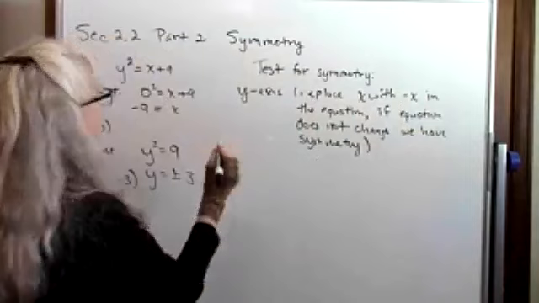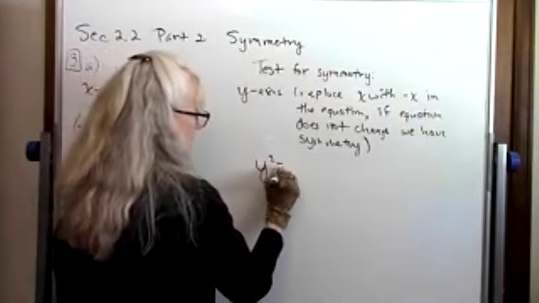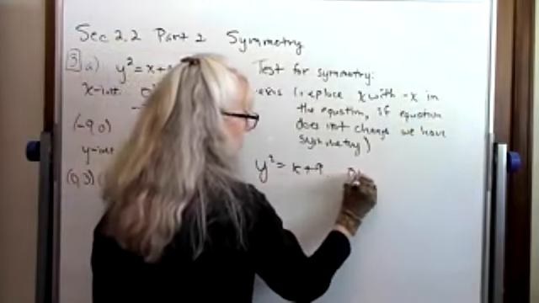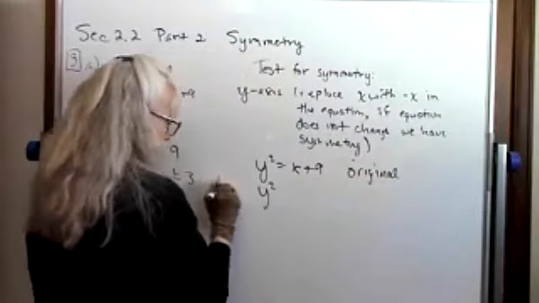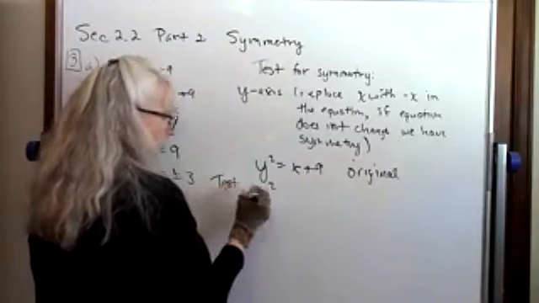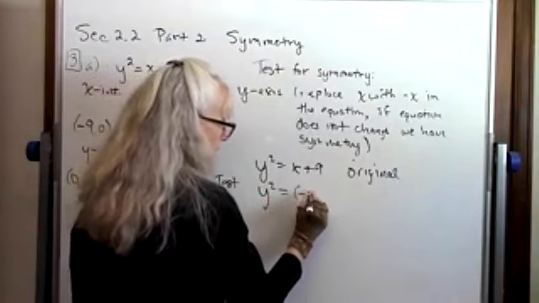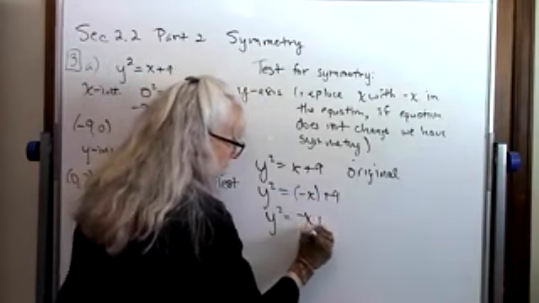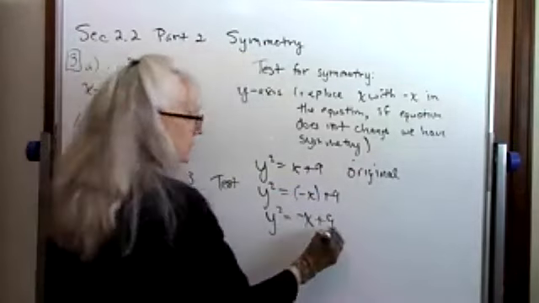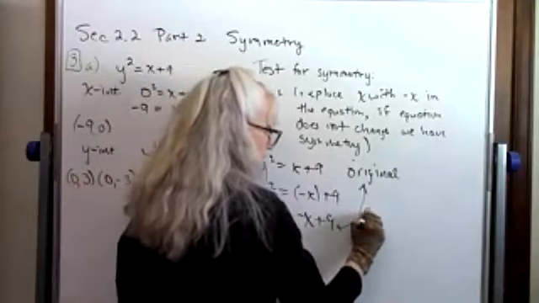Okay, so that means that we're going to have y squared equals x plus 9. Again, this is the original. And I'm going to come in and replace that. Here's my test. We're going to replace that x with a negative x. So that would give me y squared equals negative x plus 9. Well, that's not the same. So it is changed.